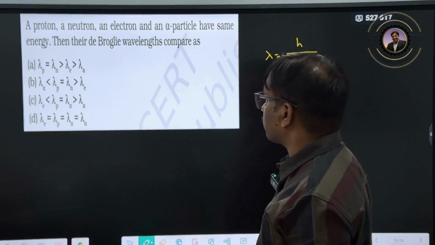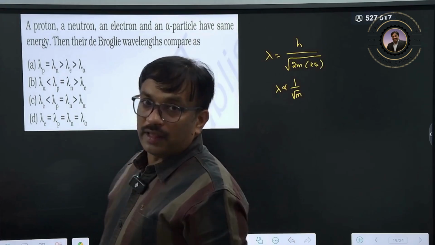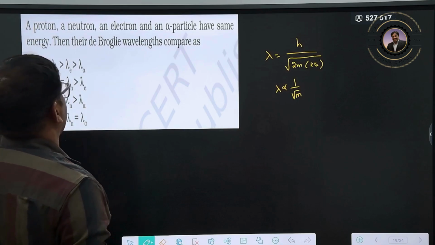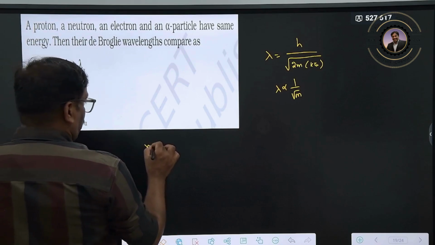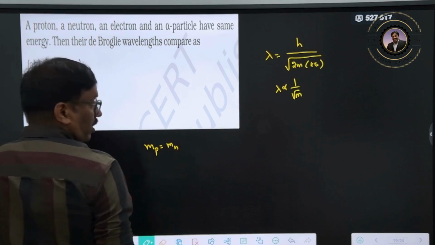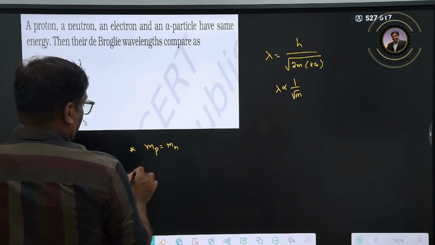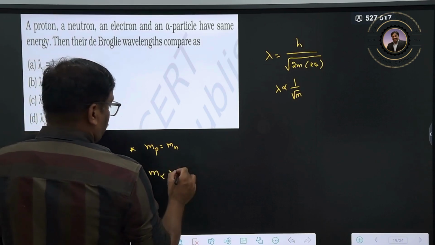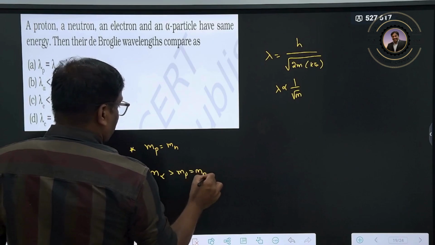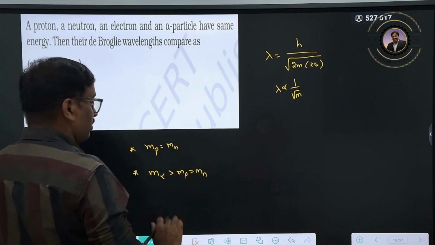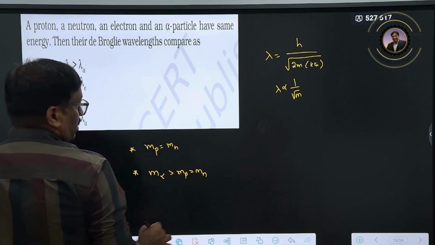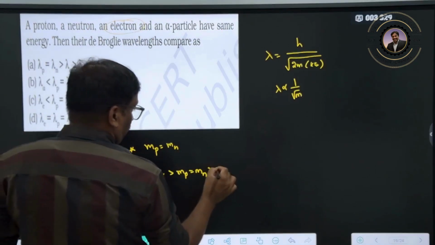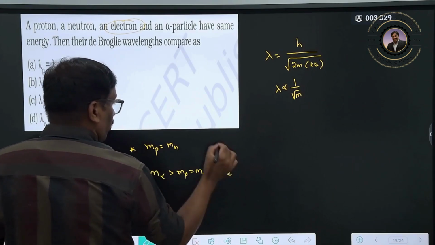Now we have to calculate. What particles are there? Proton, neutron, electron, and alpha particle. You know that the mass of the proton is equal to the mass of the neutron. Second point, the mass of the alpha is very large, it is 4m, compared to the mass of the proton and neutron. Generally the mass of the neutron is slightly greater, but that has not much impact here. The electron has very low mass.